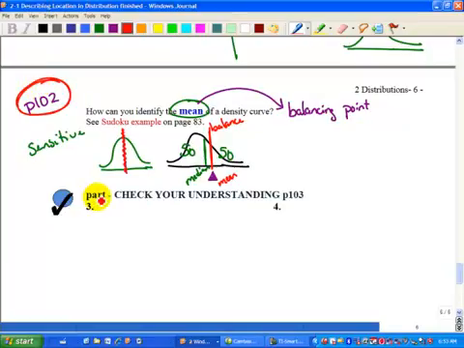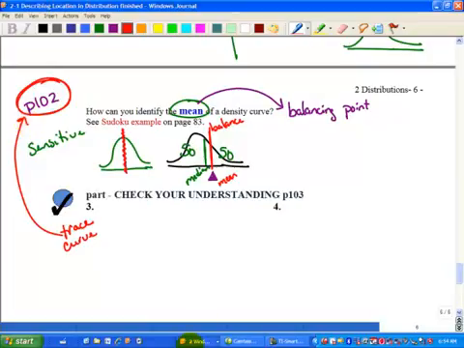And then for the end of these notes, you only have to do the 3 and 4 on Check Your Understanding. So it's going to ask you to trace a curve onto your paper and then mark the mean and the median. So you'll probably need page 102. That's what we were supposed to finish yesterday.